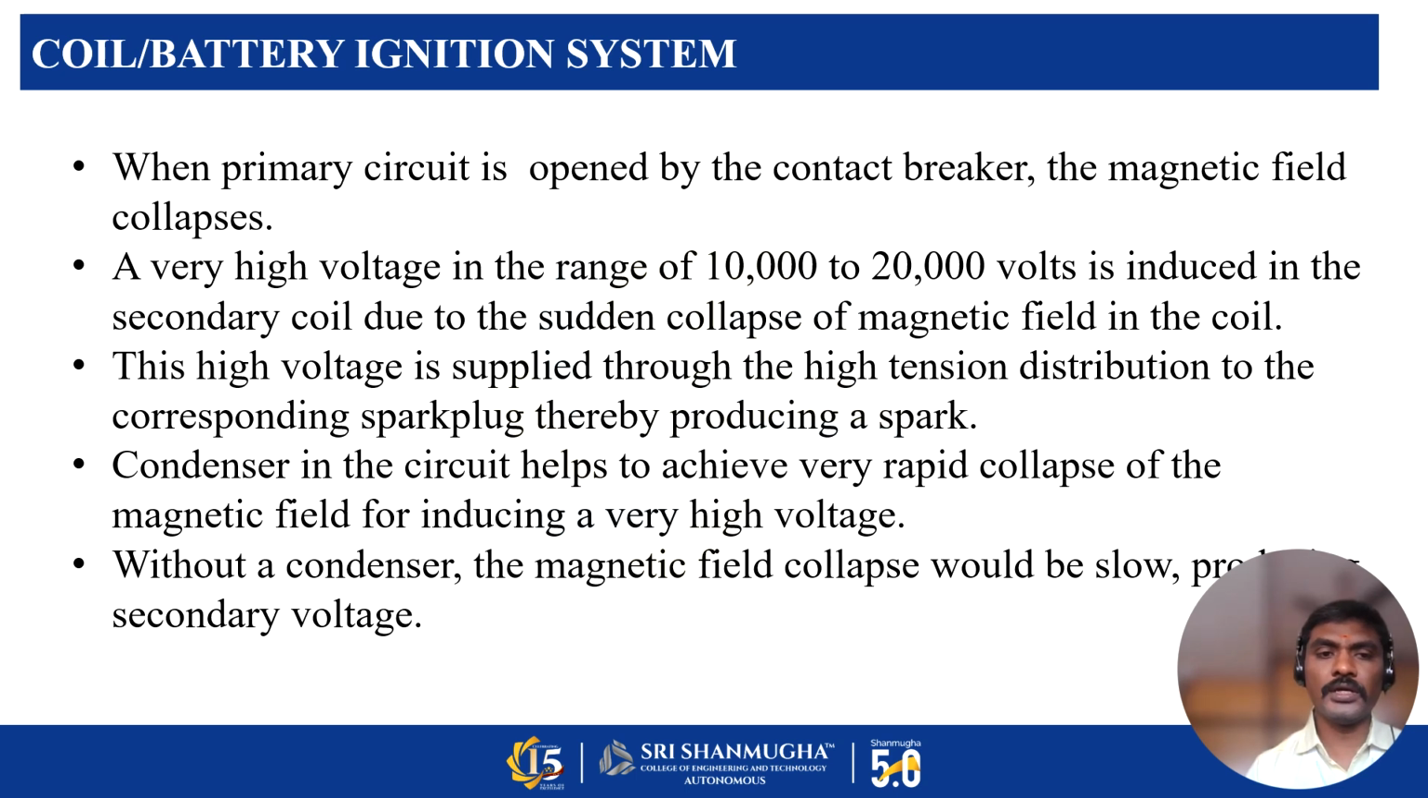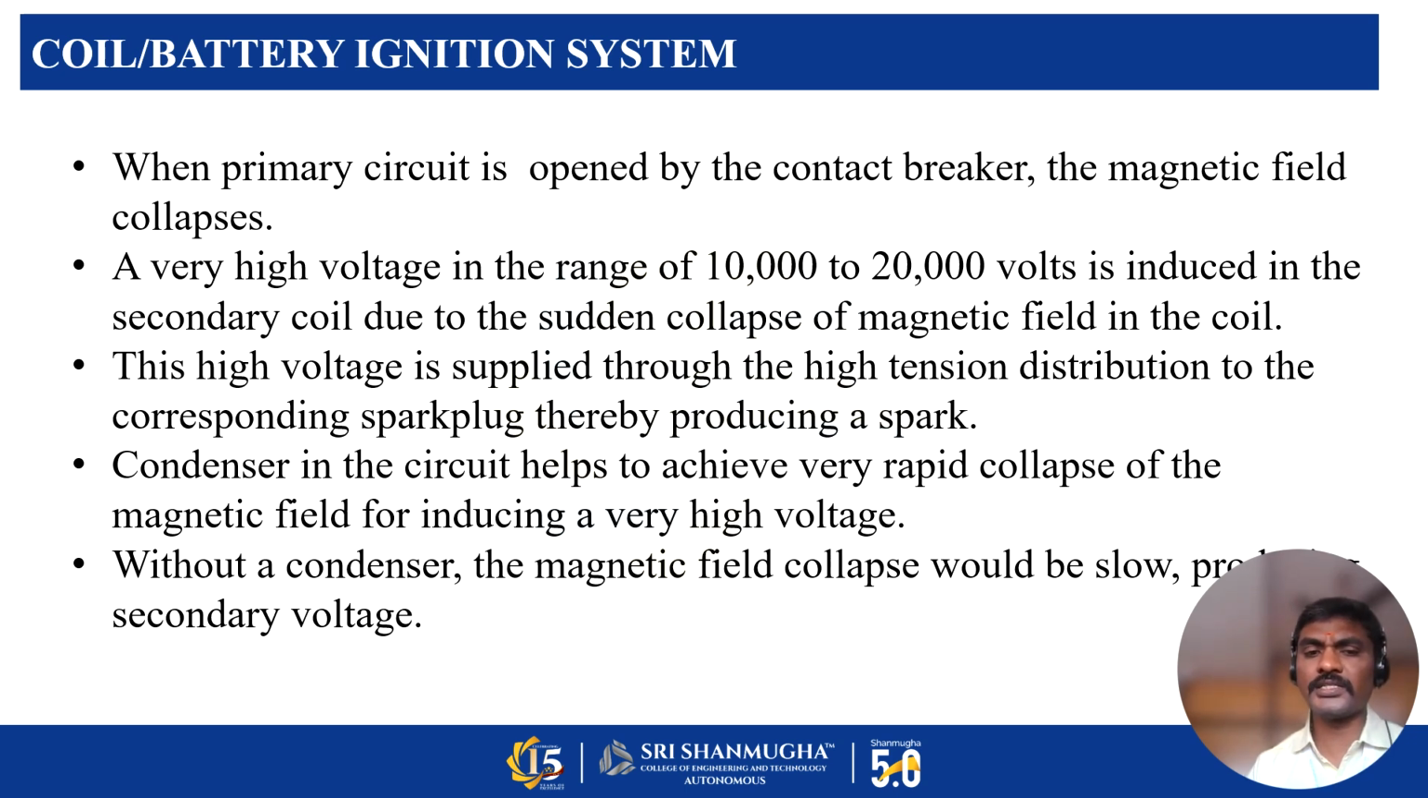A very high voltage in the range of 10,000 to 20,000 volts is induced in the secondary coil due to the sudden collapse of the magnetic field in the coil. The high voltage is supplied through the high tension distribution to the corresponding spark plug, thereby producing a spark.